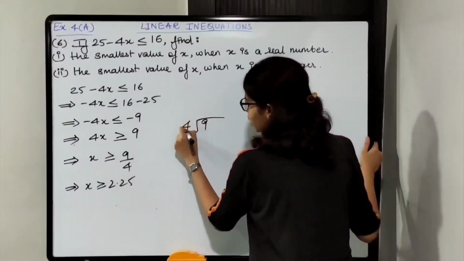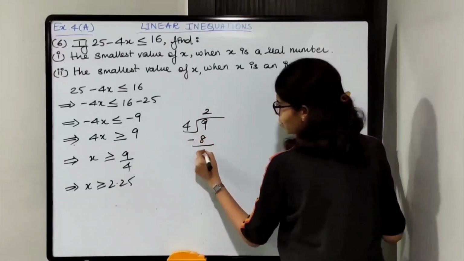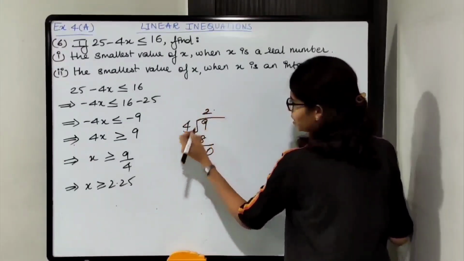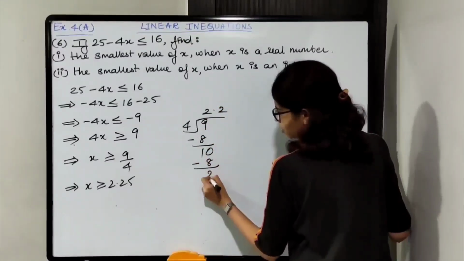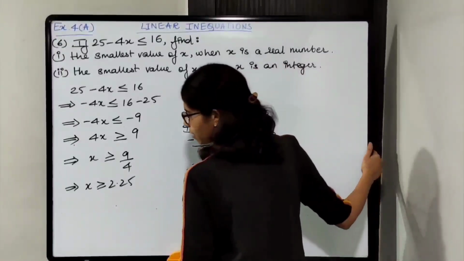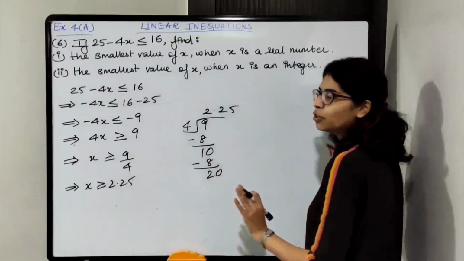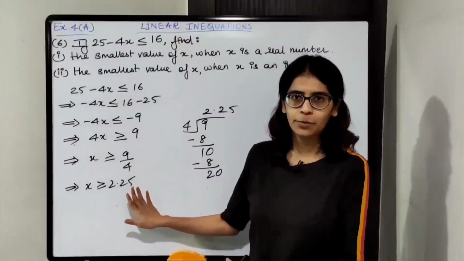I'll just show you the working. 4 2s are 8, 1 bachega, 0 decimal point. 4 2s are 8, 2 0 5. So 2.25 mil raha hai. Okay, x is greater than or equal to 2.25. This is what we are getting on solving the inequation.